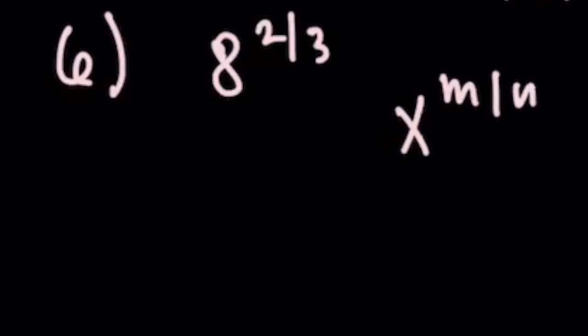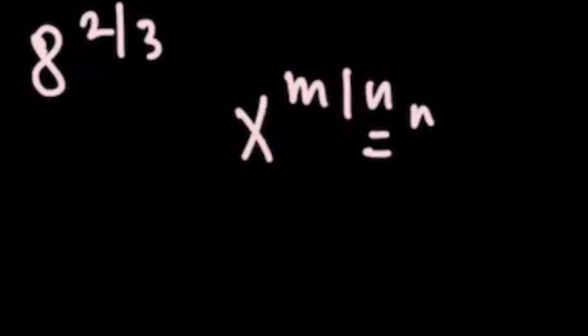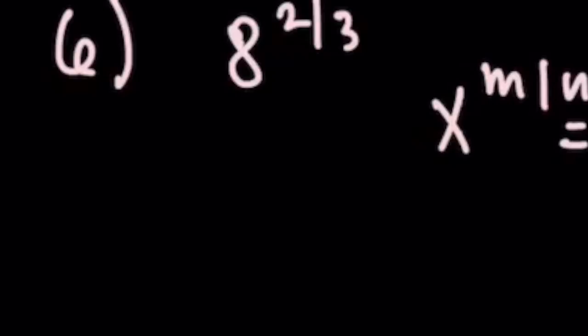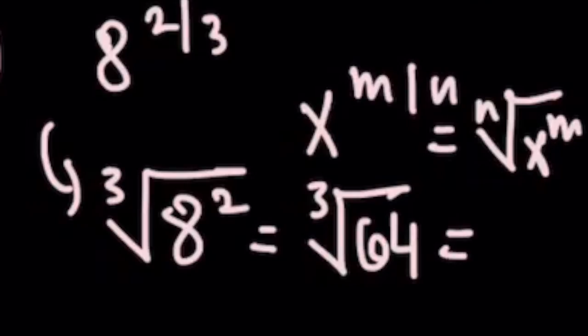The final problem we will try is 8 to the power of 2/3. In this case, we use the property where x to the power of m over n is the nth root of x to the power of m. So we can write it out as the cube root of 8 squared, which is the cube root of 64, and this value is equal to 4.